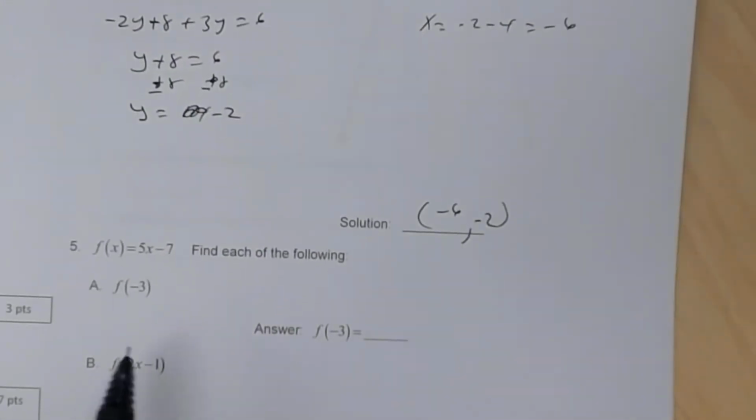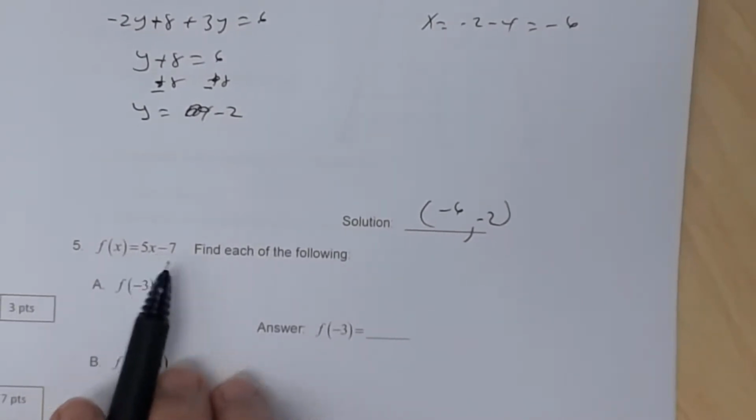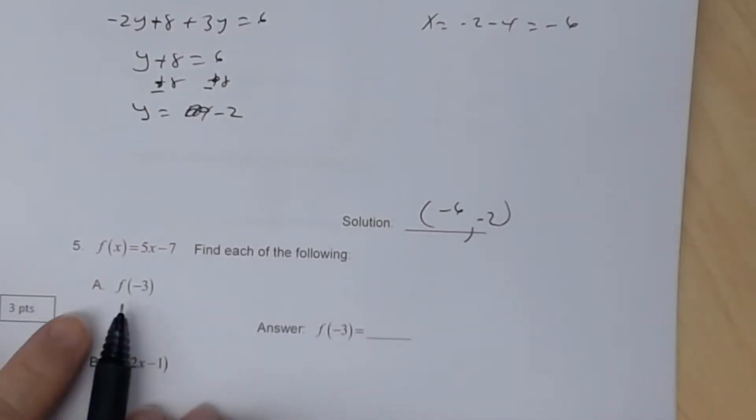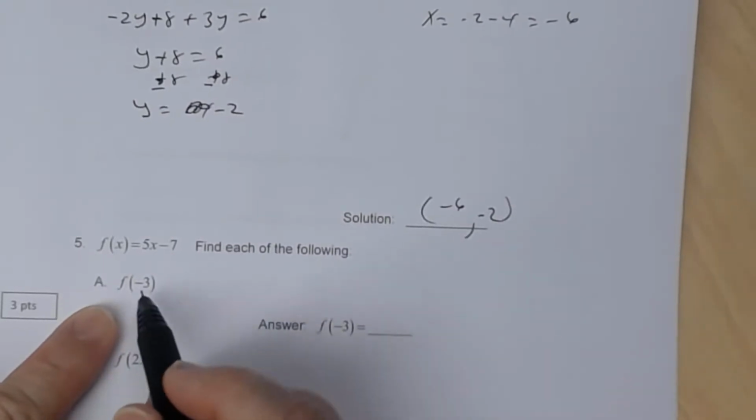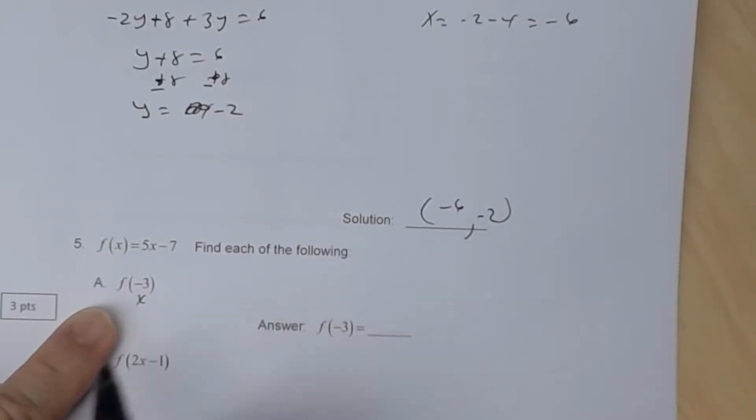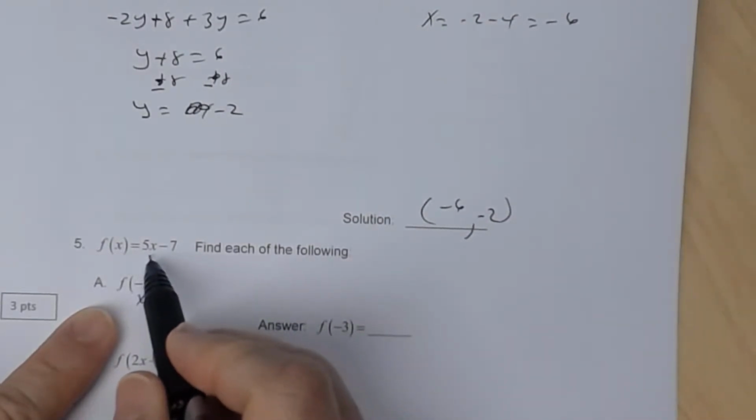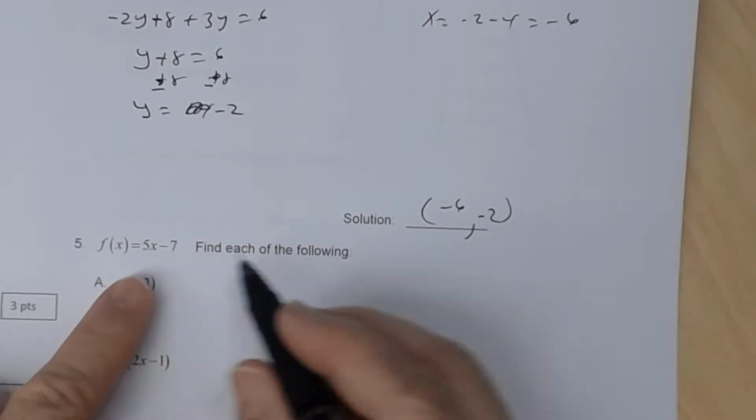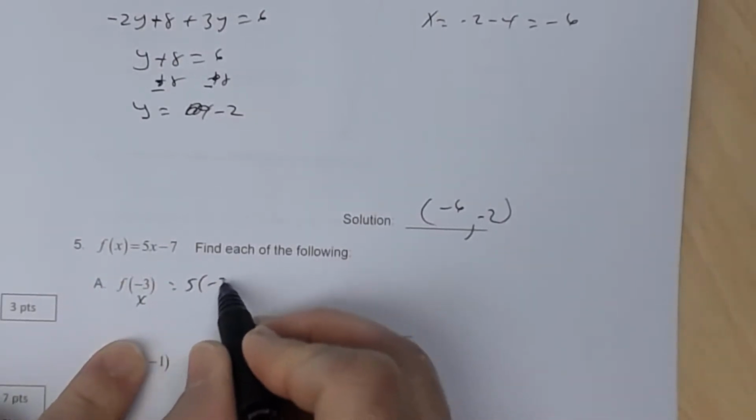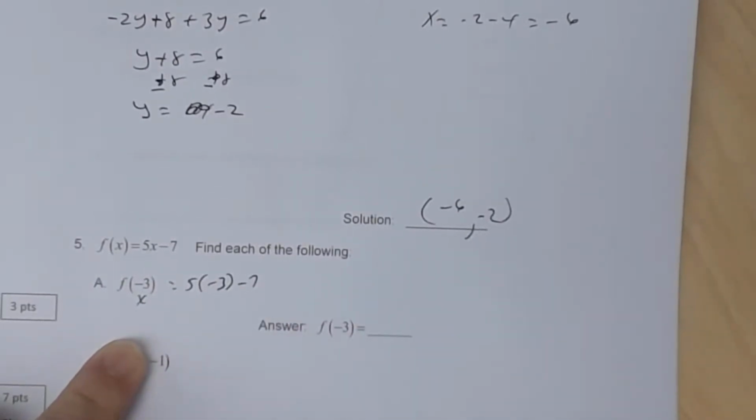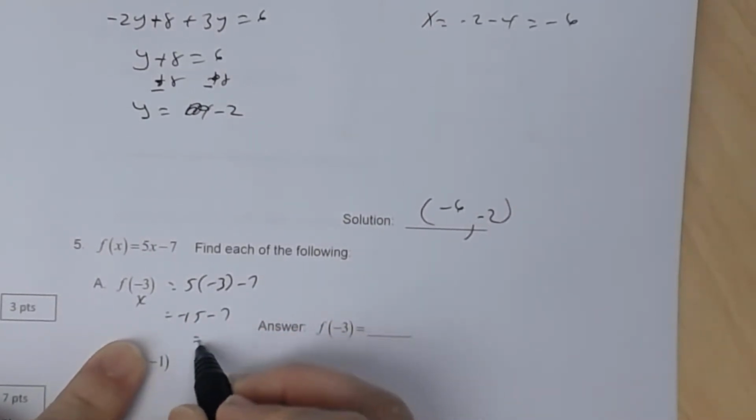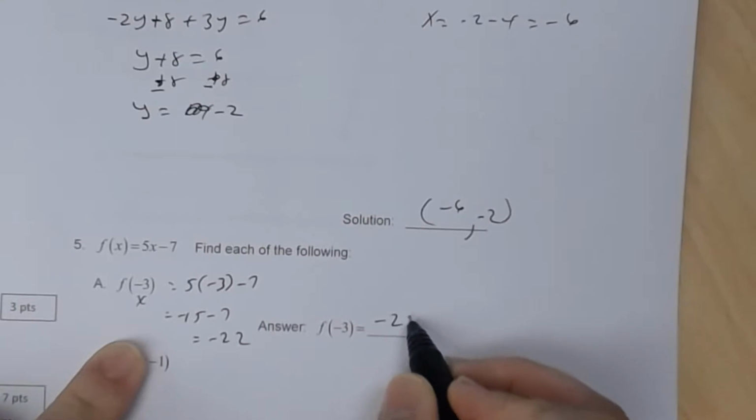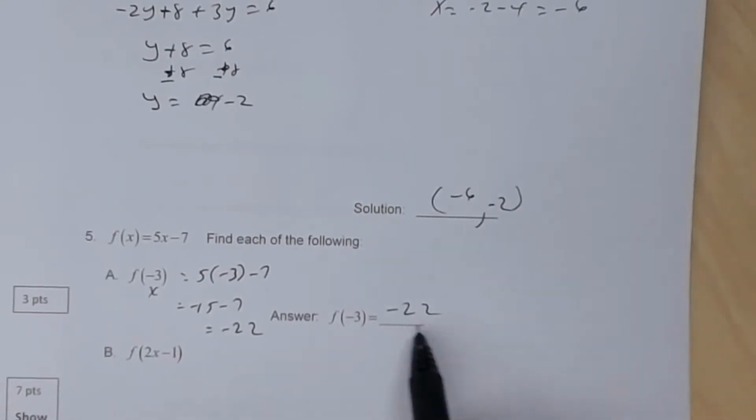Okay, number 5, you're given this function f of x, and you want to find function values. So I'm asking, remember, f of -3 means what's the y value when x is -3. That's what you're asked. So where you see the variable x, you're going to substitute -3. So right here, that's going to be 5 times -3 minus 7. So that's -15 minus 7, which is -22. So f of -3 is -22.